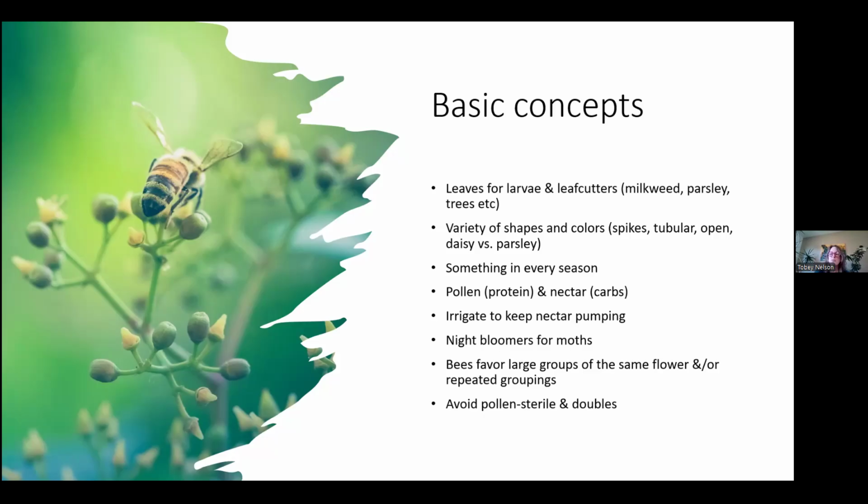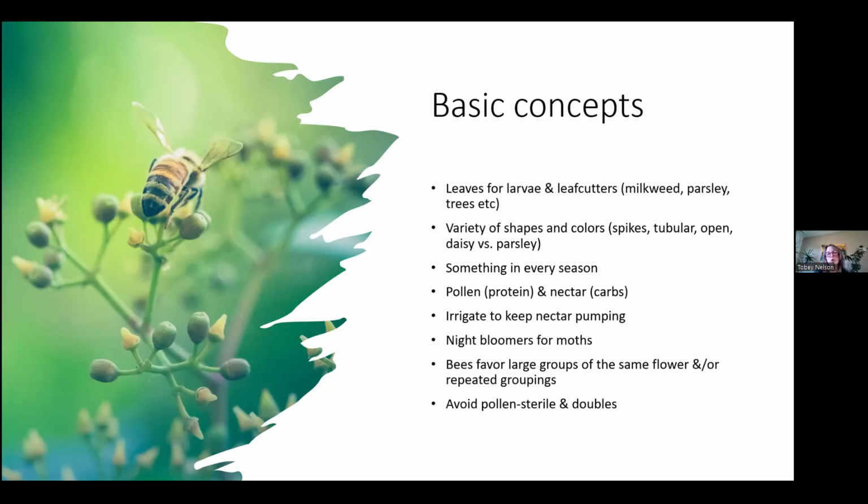The other thing that's pretty important is to think about irrigation. We want to be climate smart and we want to be responsible about watering, but we do need to irrigate to keep the nectar pumping. Otherwise, the plants will shut down their flowering, and then that leaves some hungry pollinators. So we'll talk about smart irrigation. You want to also include night bloomers for your moths.